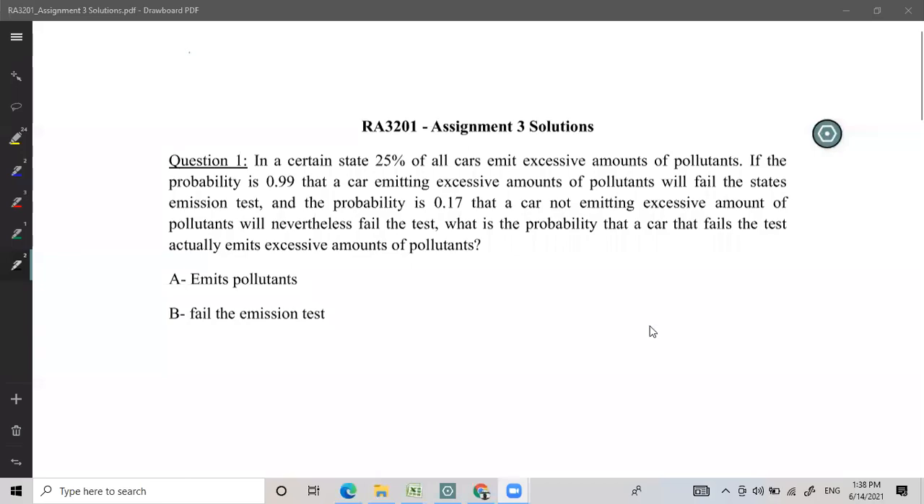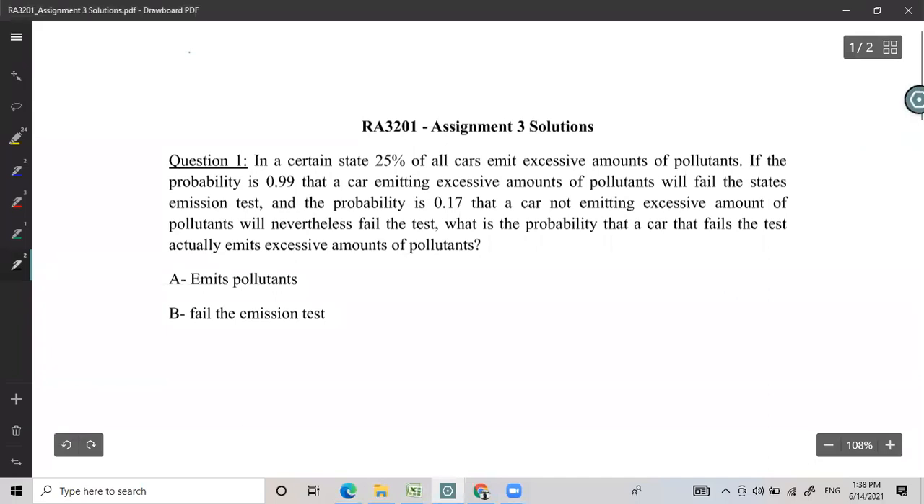Assignment. So here's assignment three. There are two questions. Both of them are about the conditional probability, the Bayes theorem, and so on. You know two different ways to do these calculations. Either you can proceed with the definitions of the conditional probability and multiplication rule, or you can draw the tree diagram and find the answers. So I'll show you both ways. Question one with the definitions and equations, and then question two with the tree diagram.